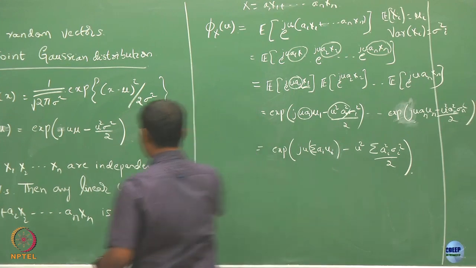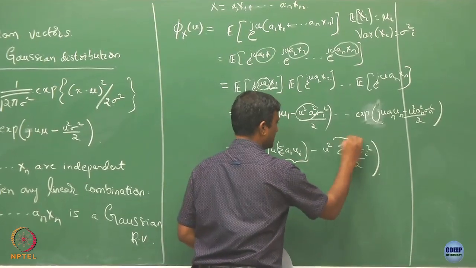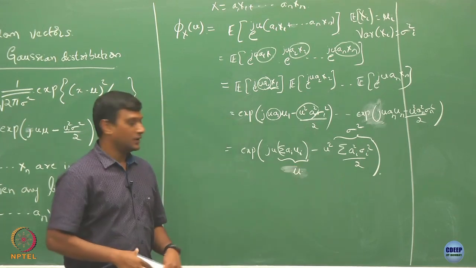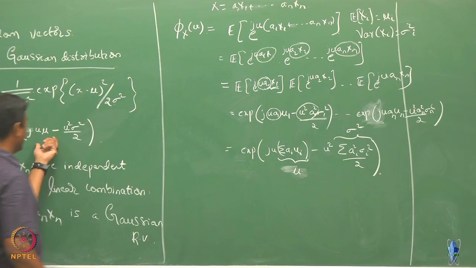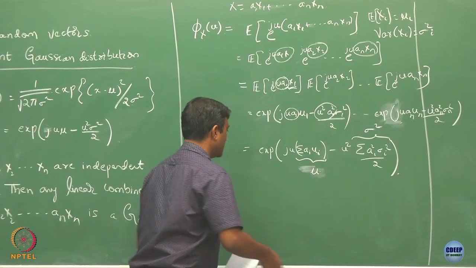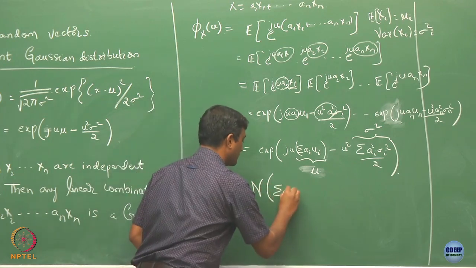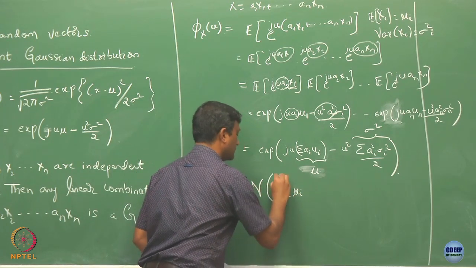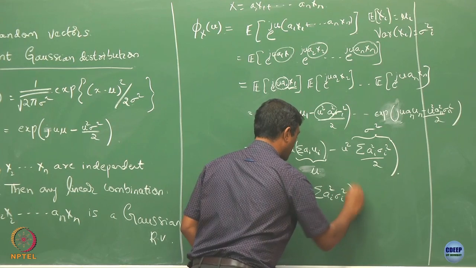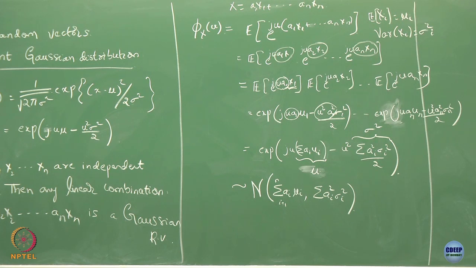So suppose, if I want to map it to this, let's say this is some mu, and this is some sigma square. Anyway, this is a constant, right? And it will be exactly in this format. So this corresponds to a Gaussian with what mean and variance?